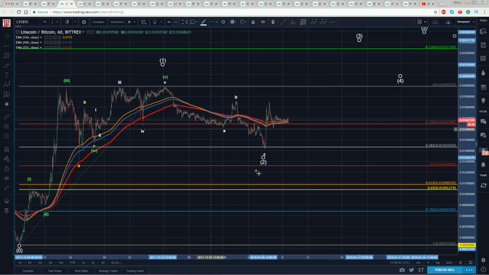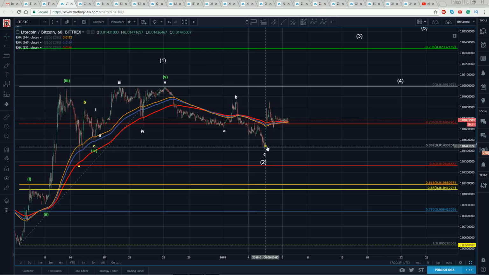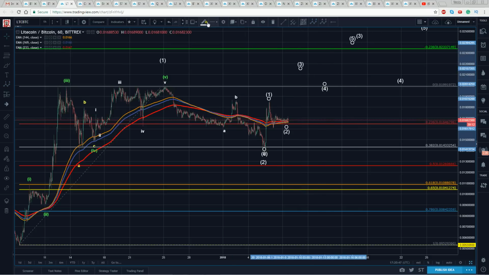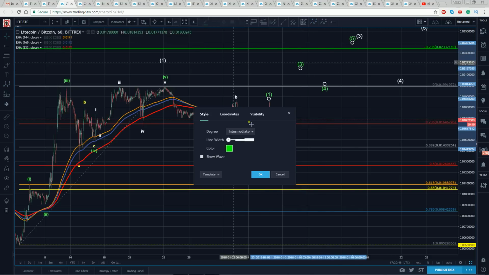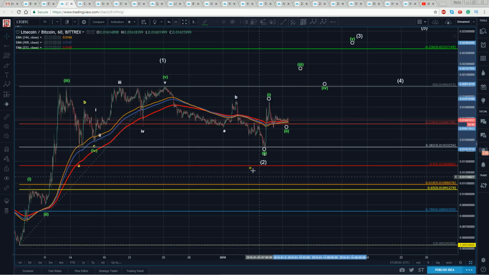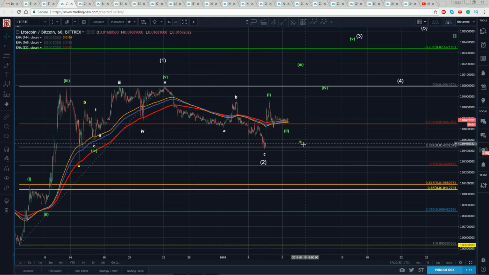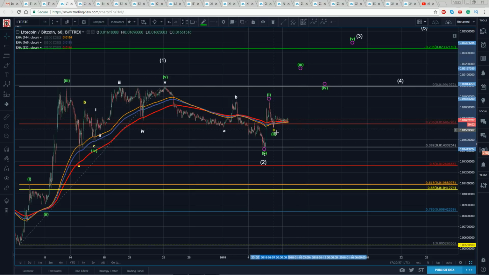So if this is my 1, 2, and now I'm starting, and this is my 1 wave here, which, if I go down to a 15-minute, I can probably find a little subdivision there to give me a 1 here. So if that plays as a 1, if that's my 1 and I'm putting in my 2, let's take that degree down a bit so it makes more sense. Let's go to minuette. Well, yeah, that'll work.